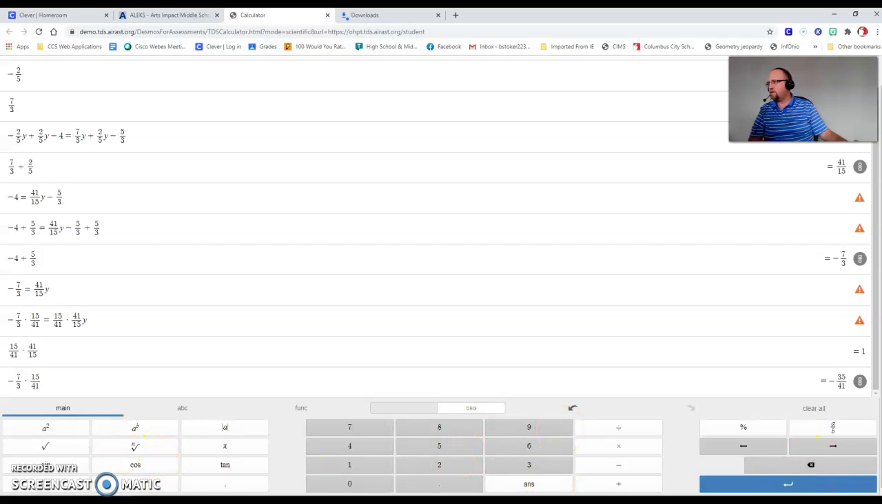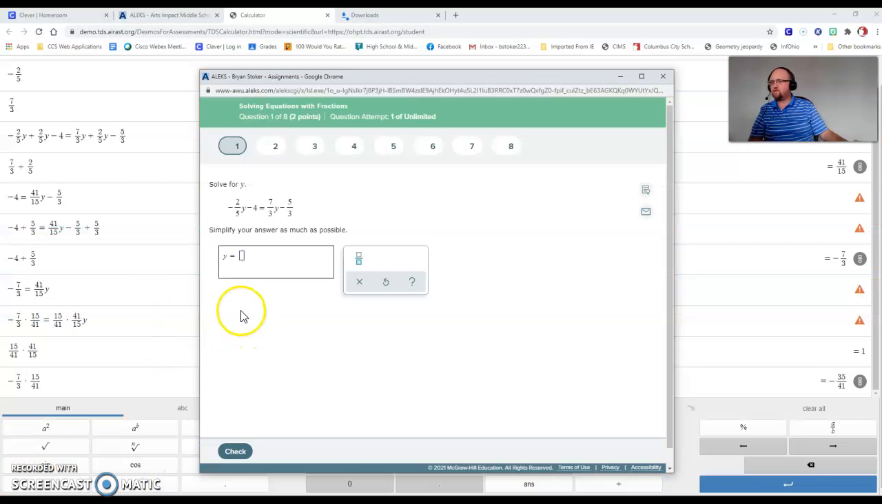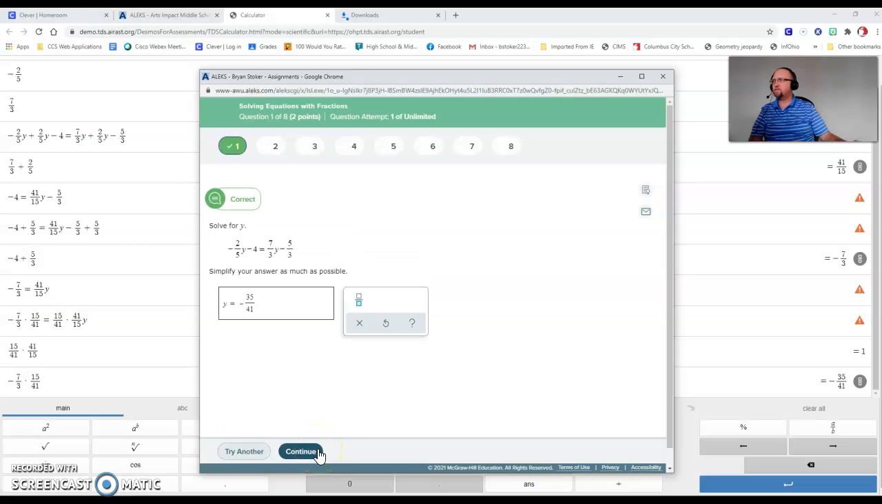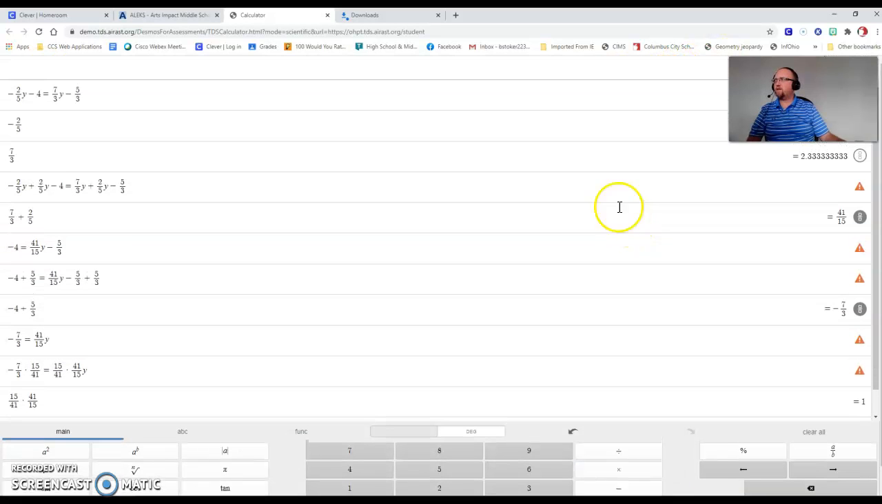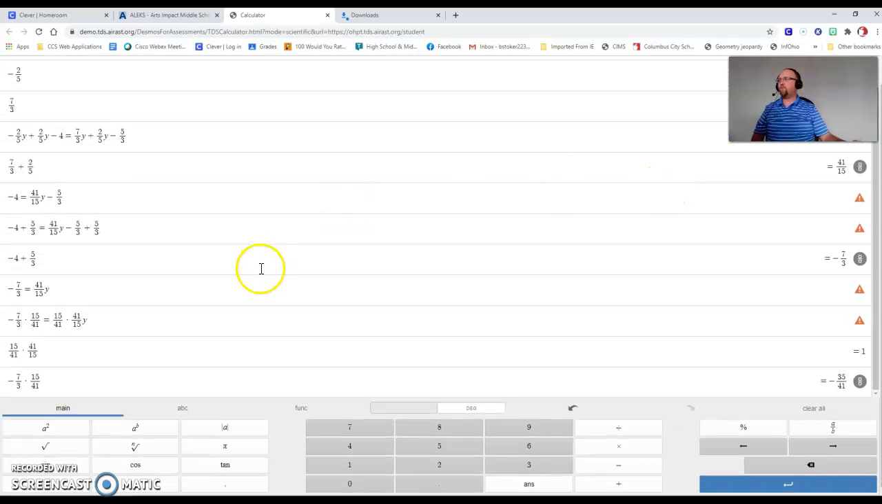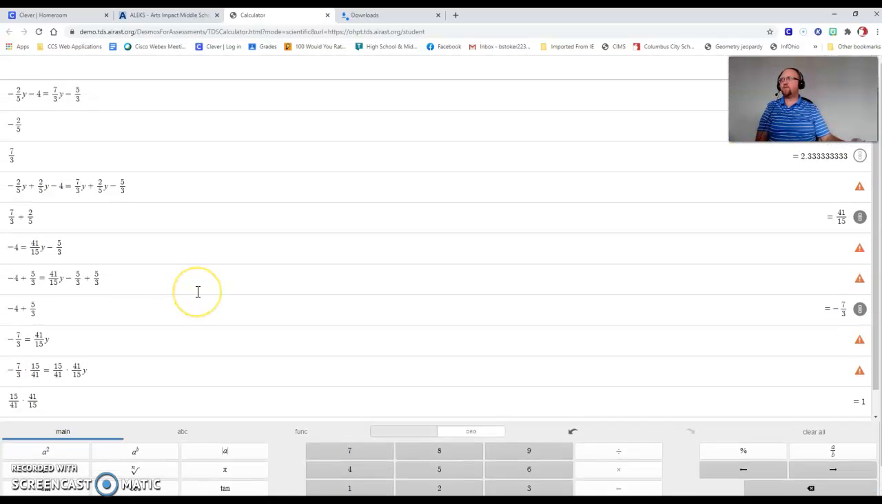Okay? And then from there, I'll come back to Alex. First thing I'm going to do is enter my negative sign. Then I'm going to choose my fraction. And I'm going to put 35 in the numerator, 41 in the denominator, and check my answer. And there it is. So, again, remember that the Desmos calculator isn't going to necessarily solve the problem for you, but it will make your life way easier, and it's just like your notebook.